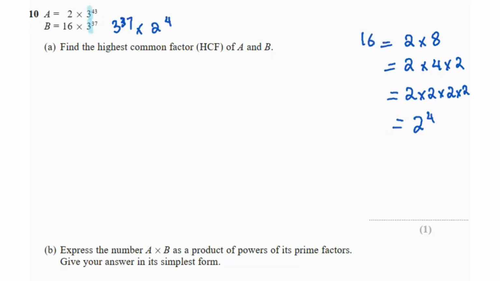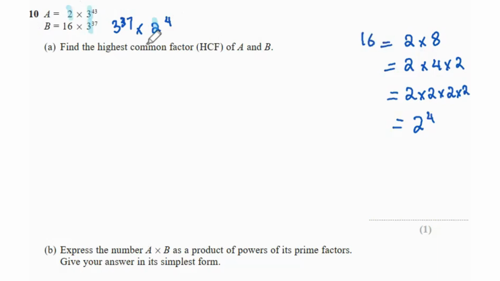So now if we compare the factors again, we can see that we have 2 common as well, because there's a 2 over here and here. Once you've identified the common numbers, then we look at the powers. We have to pick the lowest common power.